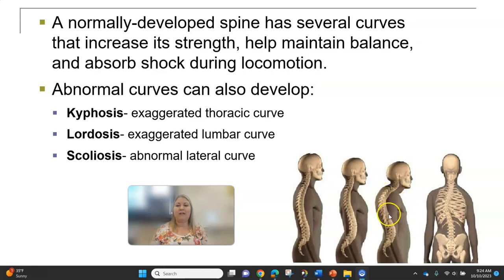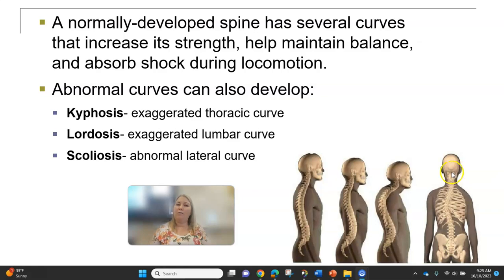Kyphosis is when you have this kind of hunchback appearance where the thoracic curve is exaggerated. So again, you can see the normal curve and then that exaggeration. This is really common in people that have osteoporosis. A lot of times those cervical and thoracic vertebrae lose a lot of their bone mass due to age or due to loss of hormones in females that are postmenopausal. So that is less treatable, and usually that is going to be permanent.